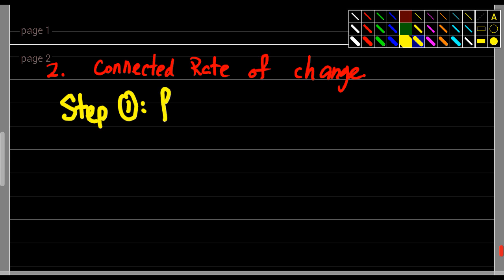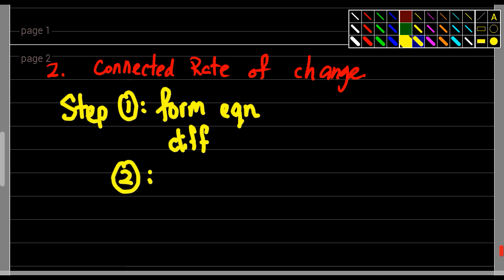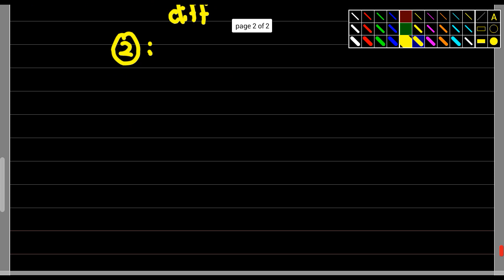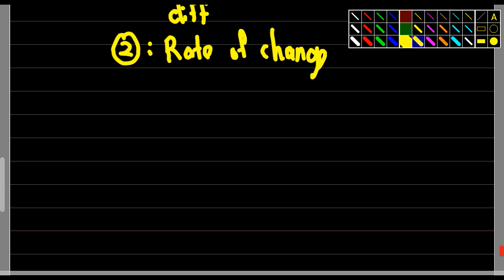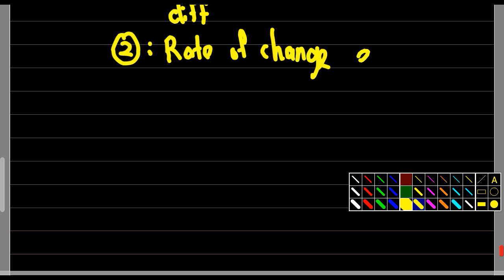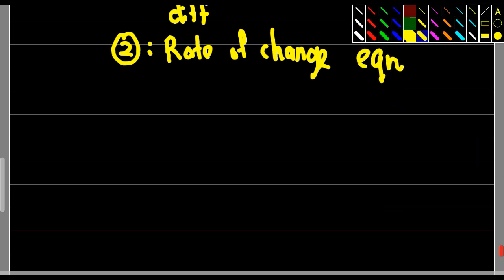So we want to form the equation. Then after that we differentiate like what you said. Now what about step 2? So step 2 will be to actually write down the rate of change equation. Okay, now how do I write the rate of change equation?